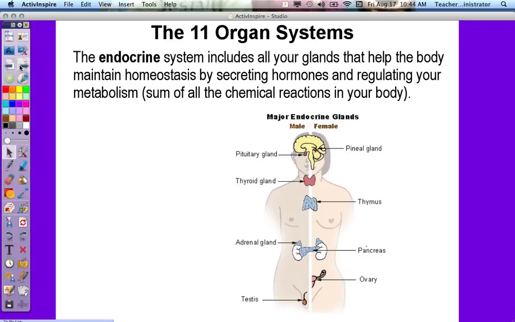Your endocrine system is one that you probably haven't learned about as much or maybe even heard of before. It is all of your glands put together. And some of your glands, you'll notice, are also found in other systems of your body, but they're also part of your endocrine system, because all of your glands can secrete hormones so they can help you maintain homeostasis, which we'll talk about more in the next lecture. And it also helps you regulate what's known as your metabolism, which is the sum of all the chemical reactions in your body.